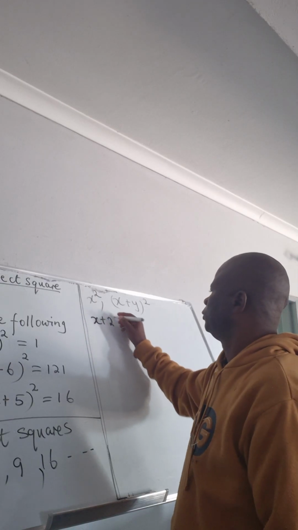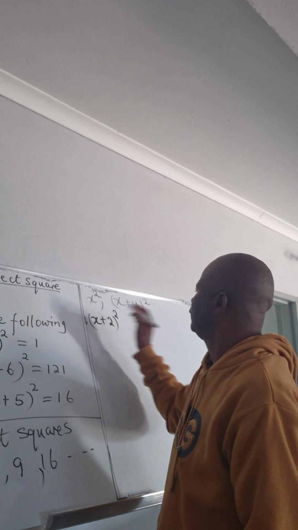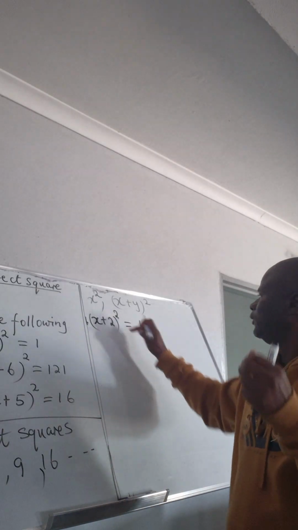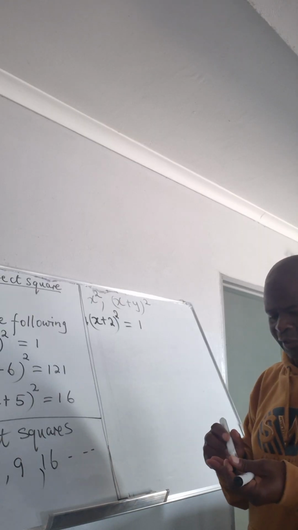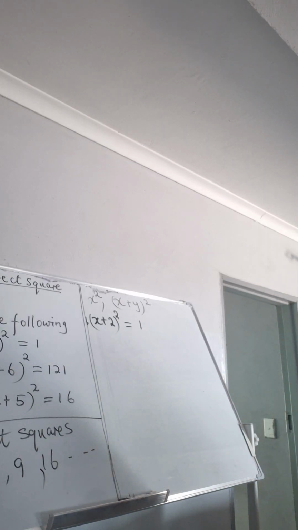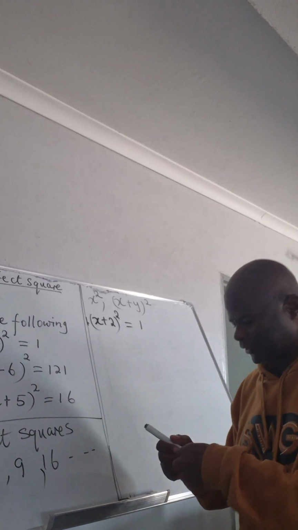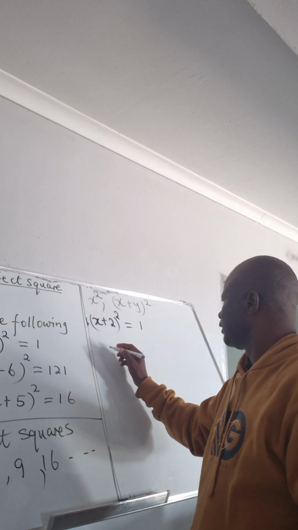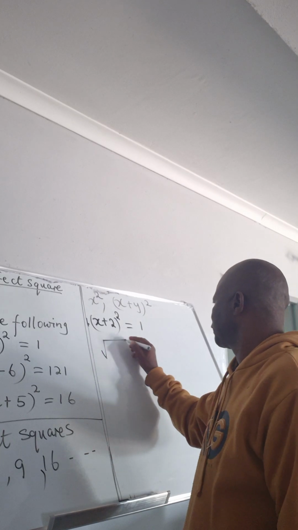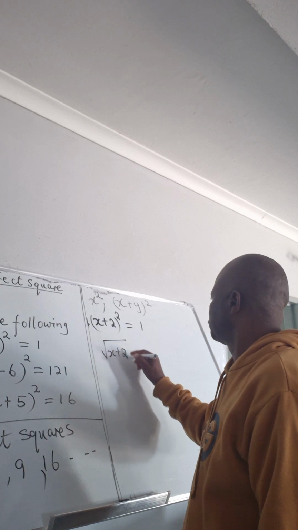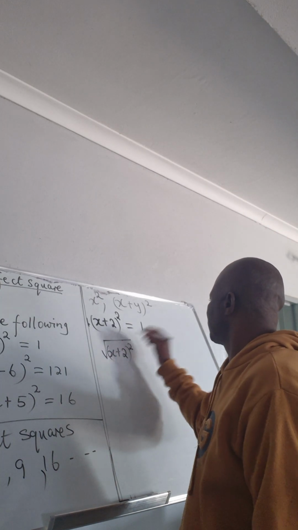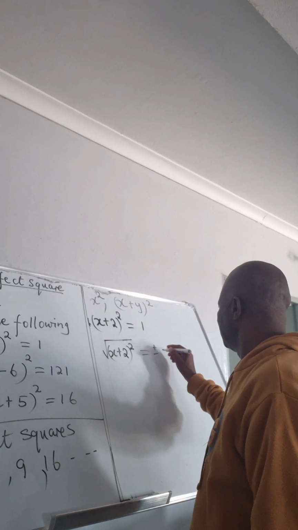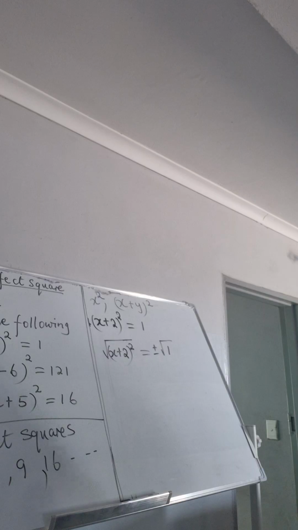(x plus 2) squared, this is number 1, is equal to 1. So what you do here is to remove power 2. And how do we remove power 2? We find the square roots on both sides. The square root of (x plus 2) squared is equal to, each time we take the square root, make sure you put a plus or minus on the other side.